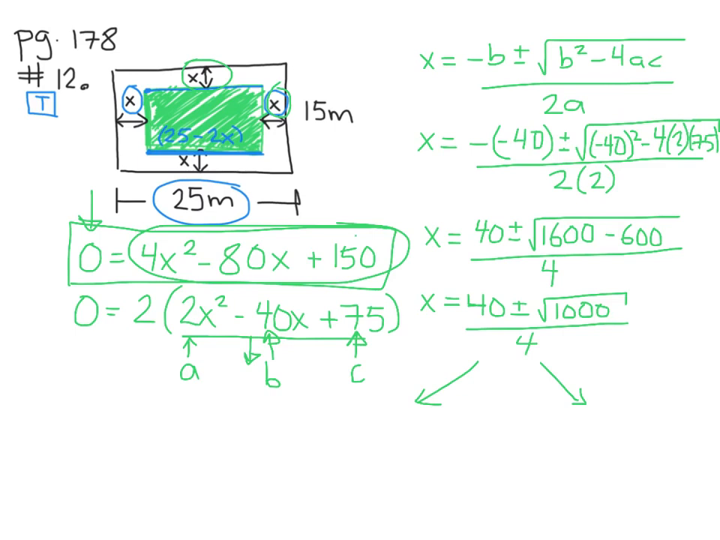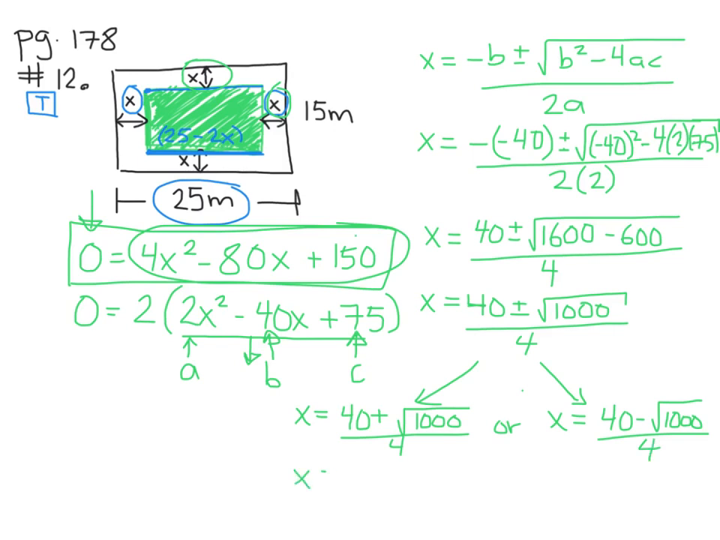Now, I'm not sure what the question asks us to round it to, if it even does ask it to round it to anything. I don't think it does, but that doesn't matter. So we're going to break this up into 2. We're going to get x equals 40 plus the square root of 1000 all over 4, or we have x equals 40 minus the square root of 1000 over 4.